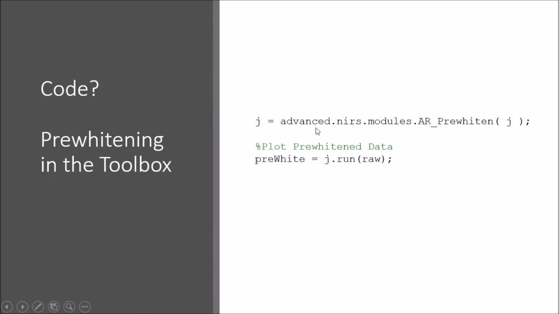So you'll find it in the advanced folder, under the NIRS folder, under the modules, and the function itself is called AR PreWhitening. And here you would actually run the PreWhitening on the data. So j.run on the data, which is named raw. I saved it as an output variable called PreWhite, but you can save it as whatever you like.